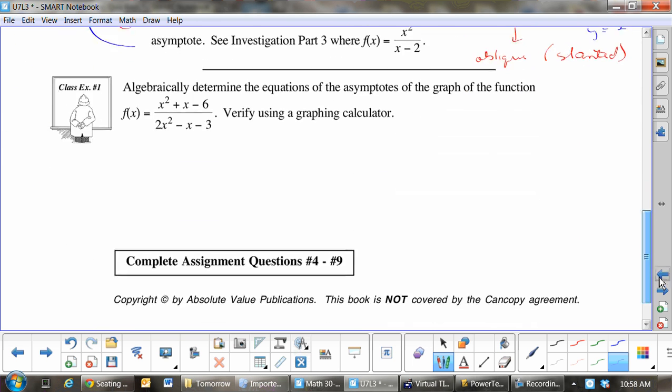Now, it says algebraically determine the equations of the asymptotes of the graph of the function. Here it is. Verify using your graphing calculator. Now, the first thing you always want to do is factor. Okay? If you've been in calculus, you probably have been factored to death by now.